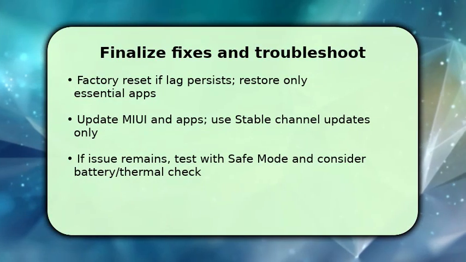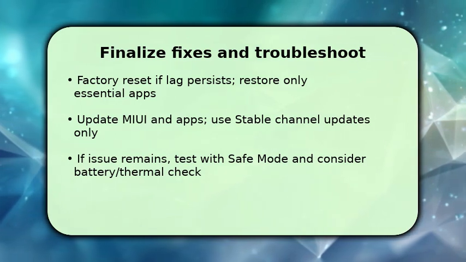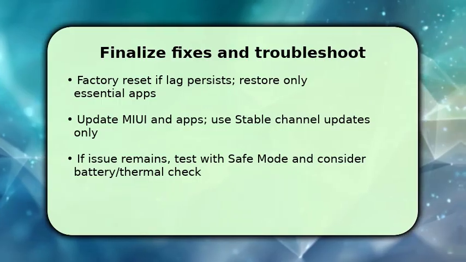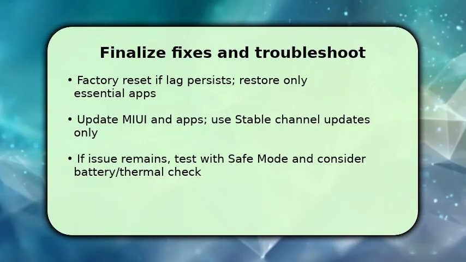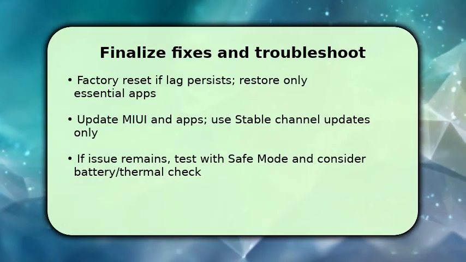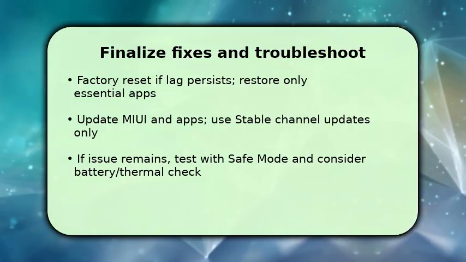You finish by confirming stability and applying last resort fixes. If performance is still poor, perform a factory reset and reinstall only essential apps so you avoid reintroducing the lag source. Make sure MIUI and apps are on the latest stable versions. Updates often fix drivers and thermal profiles.